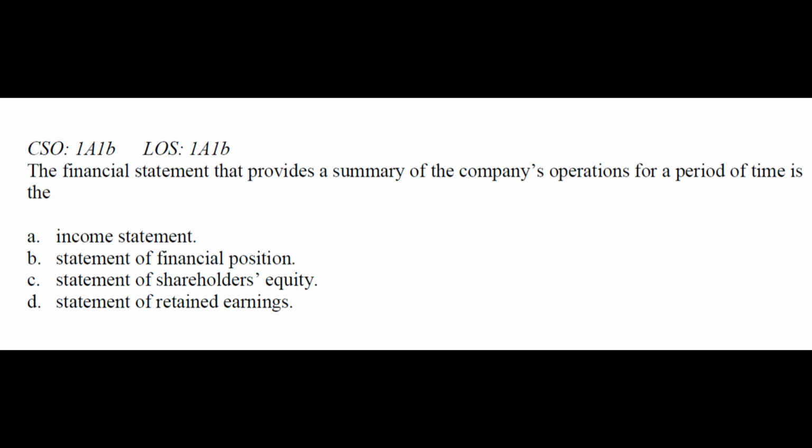C. Statement of shareholders' equity. Incorrect. This statement explains changes in shareholders' equity, including share issues, dividends, and comprehensive income, but it does not summarize the company's operations. D. Statement of retained earnings. Incorrect. The statement of retained earnings shows changes in retained earnings, mainly due to net income and dividends, rather than providing a complete summary of business operations. Correct answer. A. Income statement.